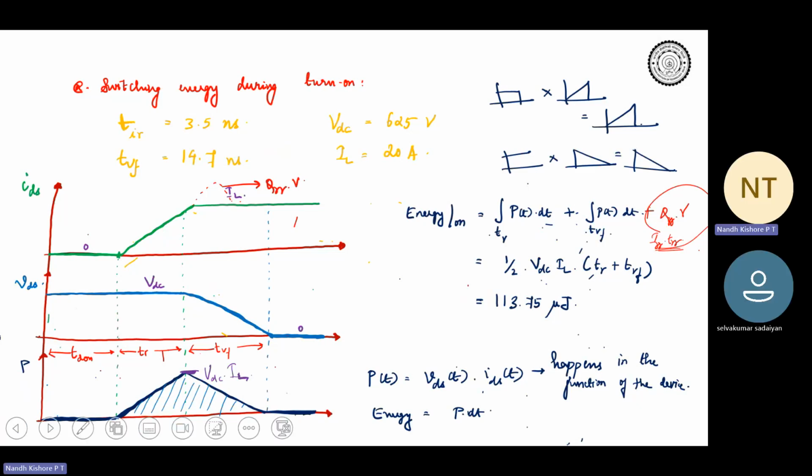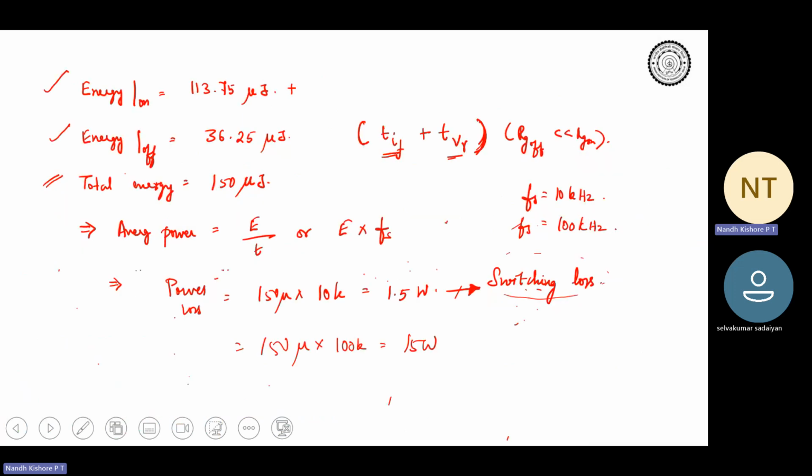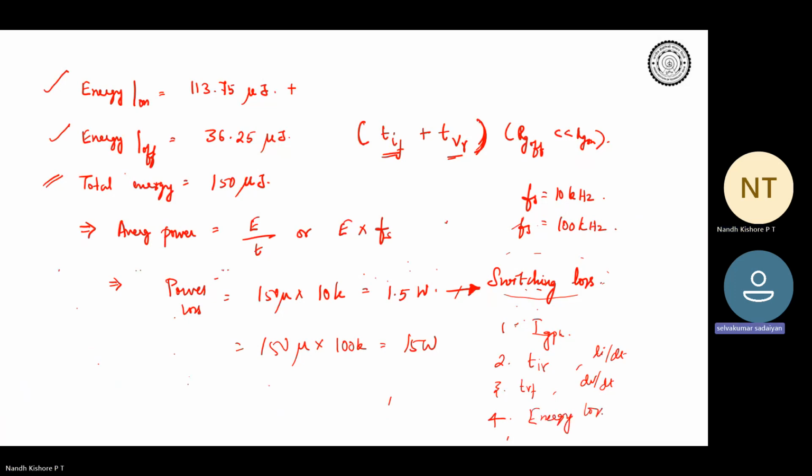So this was the entire problem, and we are just summarizing it. We saw the peak gate current, then the current rise time and di by dt, the voltage fall time and dv by dt, and finally the energy loss. We did this for turn on. If you are actually designing a circuit, you have to do a similar analysis for turn off also.